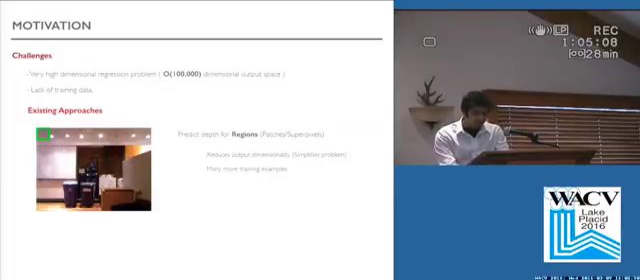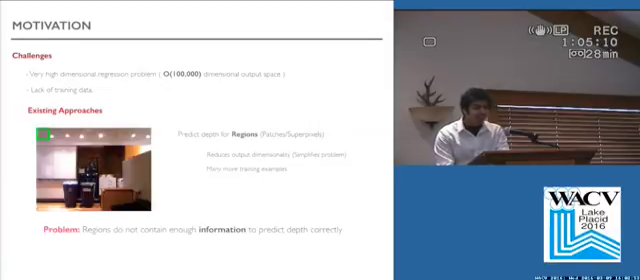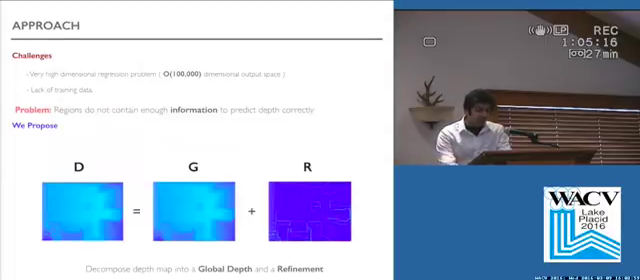But there is one big problem with this, and that is that regions do not capture enough information for you to predict depth correctly for them. In this case, we propose that instead of predicting depth at a region level, you should predict it at an image level. Now that is a hard problem, as I was discussing earlier.